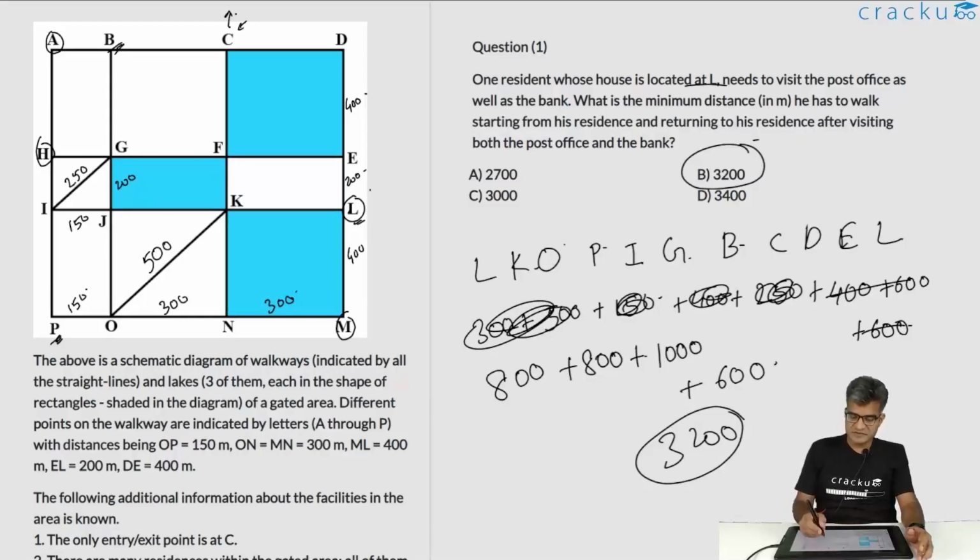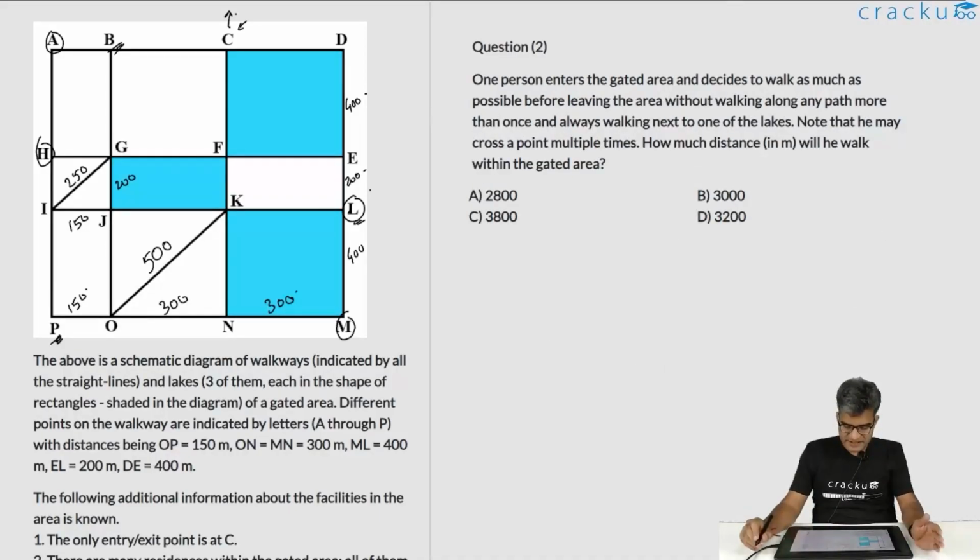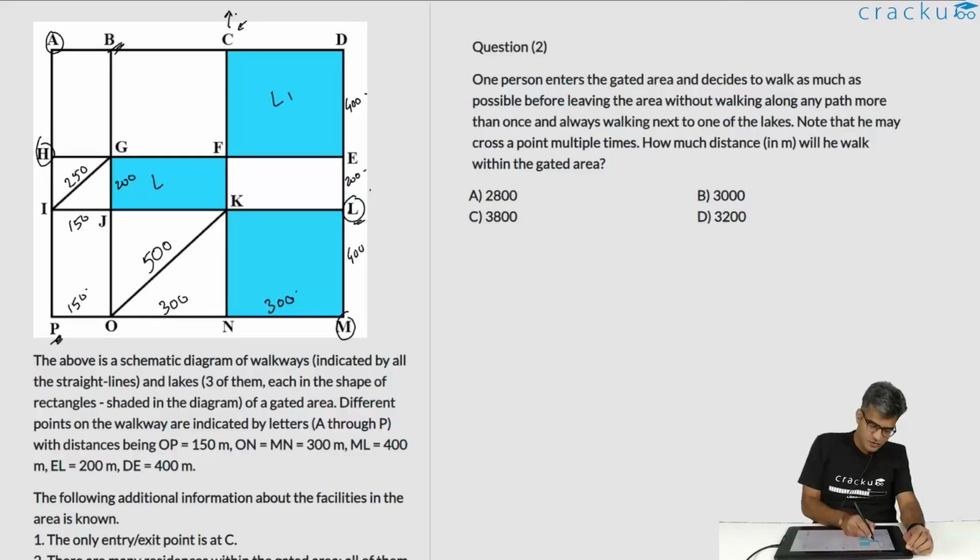Let us look at the next question. One person enters the gated area and decides to walk as much as possible before leaving the area without walking any path more than once. Okay, he has to walk as many paths as possible, only once. He can't walk the same path twice. And he always wants to walk next to the lakes. This is lake 1, lake 2 and then lake 3.